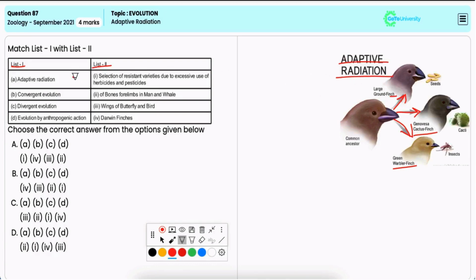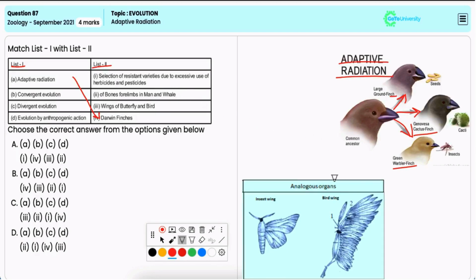Now, analogous structures, despite being dissimilar in anatomical forms, execute comparable functions, which is a consequence of convergent evolution. And the examples can be the wings of butterflies and birds. Thus, B matches with 3.